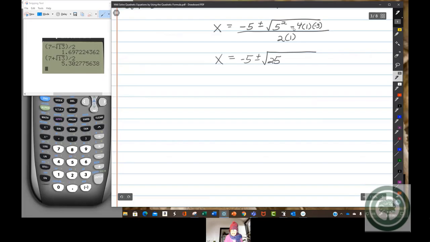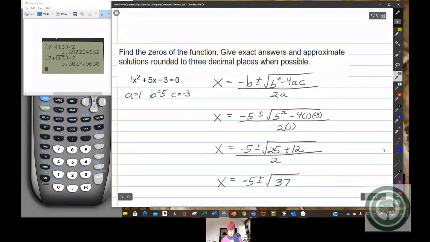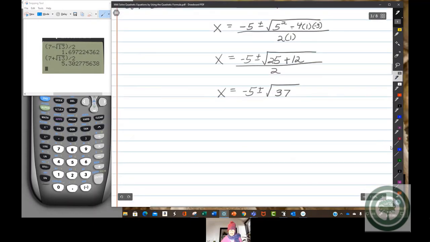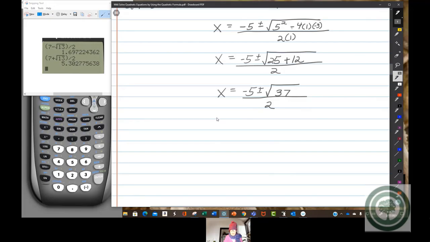So this is going to be X equals negative 5 plus or minus the square root of 25. We have negative 4 times 1, that's negative 4. Negative 4 times negative 3 is positive 12 over 2. So that will be X equals negative 5 plus or minus the square root of 37, since 25 plus 12 is 37. And I'm just making sure I copied everything correctly. Okay, over 2. Well, 37 is a prime, so I can't go any further.